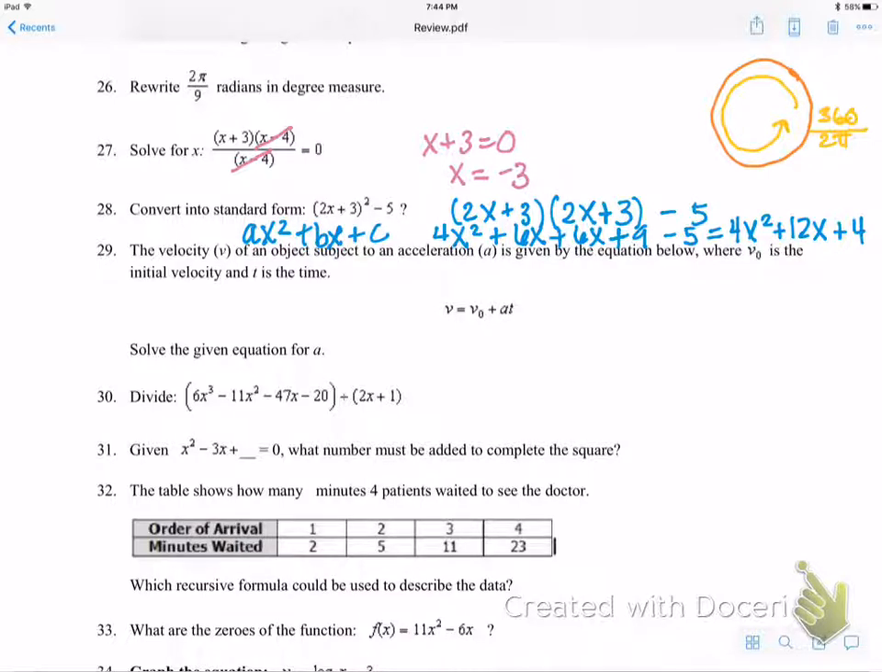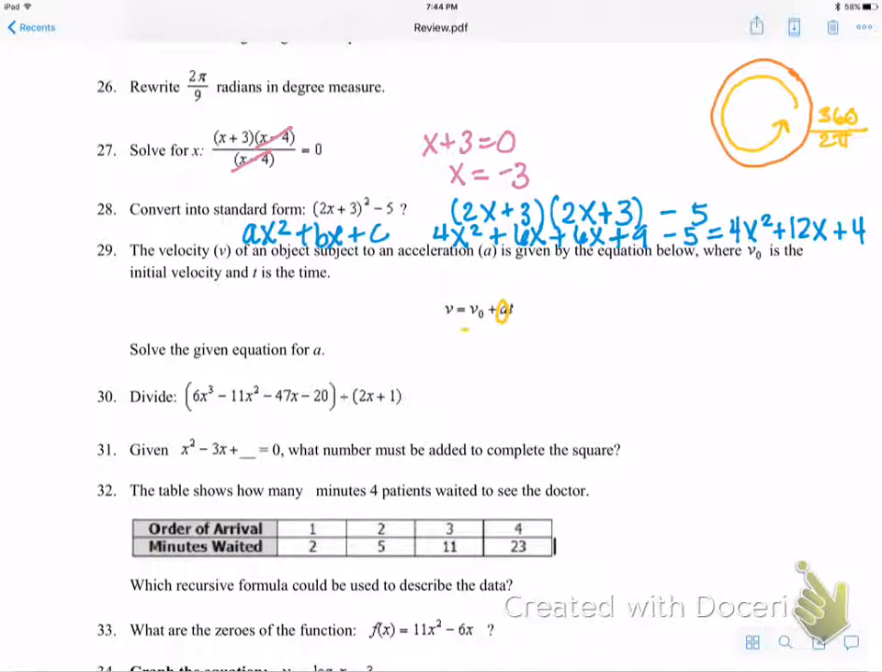Number 29, the velocity of an object subject to an acceleration a is given by the equation below, where v sub 0 is the initial velocity and t is the time. And we just want to solve to get a alone. If we want a alone, we've got to undo what's being done to a right now. And you can see that we have a t multiplied times it, and then a v sub 0 added to it. So we want to start with the thing that's furthest away from the a, and then move closer as we finish simplifying or solving for it.